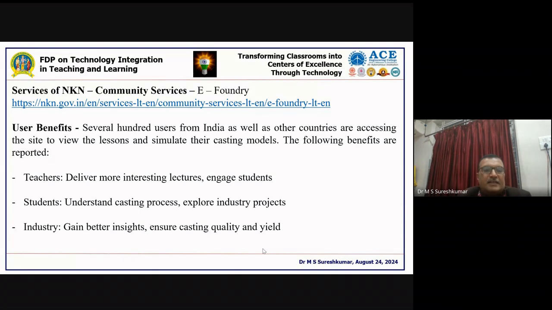The teachers deliver interesting lectures and engage students. They understand the casting process and explore industry projects. And the industries gain better insights, ensuring casting quality and yield. Remember that this connectivity is offered by the Government of India without any charges. The only thing is that we have to connect with the grid, whether it is Garuda or whatever it may be.